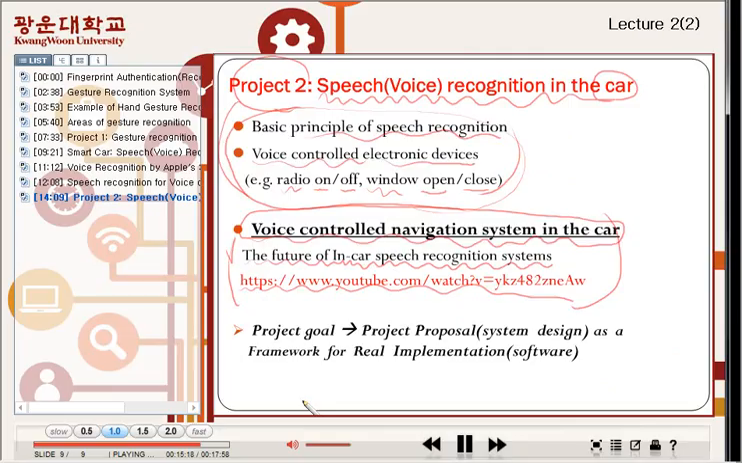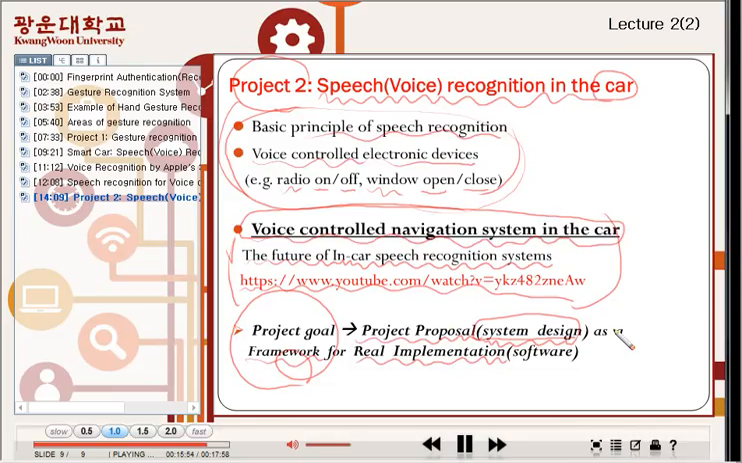And the project goal here is a project proposal, meaning system design, multimedia system design, as a framework for real implementation by software. You can choose project 1 or 2. You can share this project in a group, and you can choose the project from among the 10 topics.